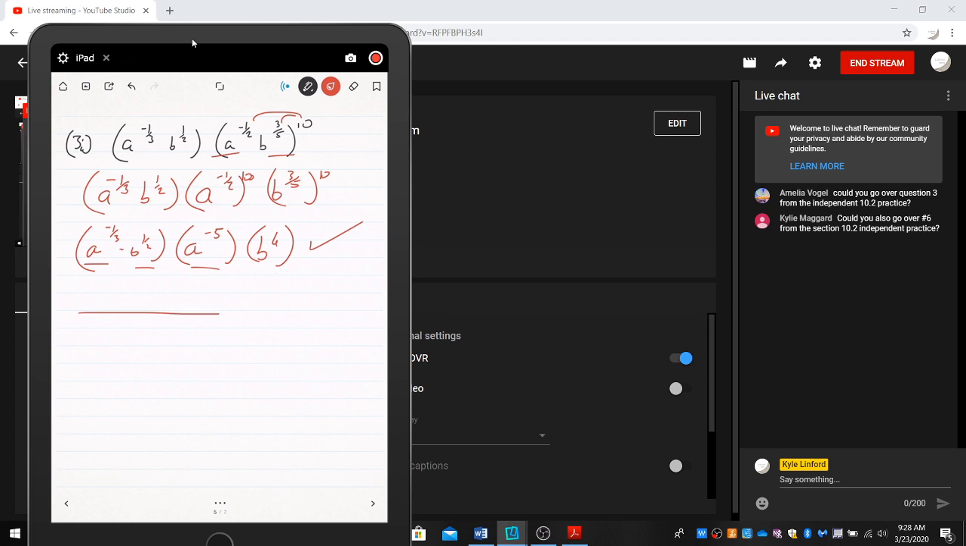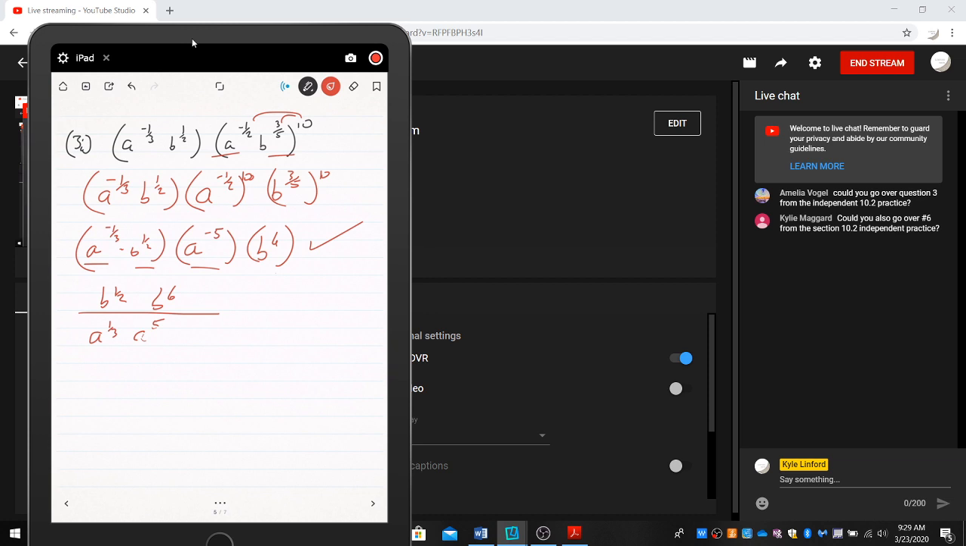So let me write a big fraction here. A to the negative 1/3, keep or move. We're going to move that to a to the positive 1/3 power. B to the half, keep or move. We're going to keep that up top because it's a positive exponent. A to the negative 5th, we're going to move that down to be a to the positive 5. And b to the 6th, we're going to keep because it's a positive exponent.